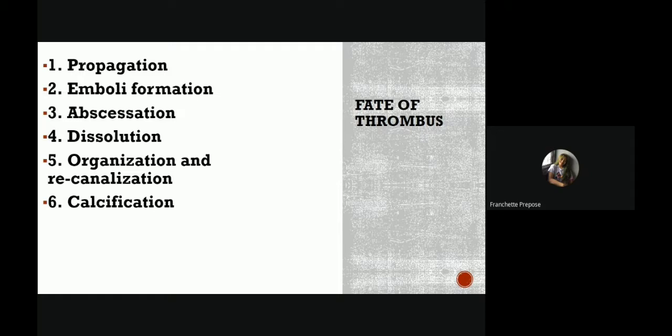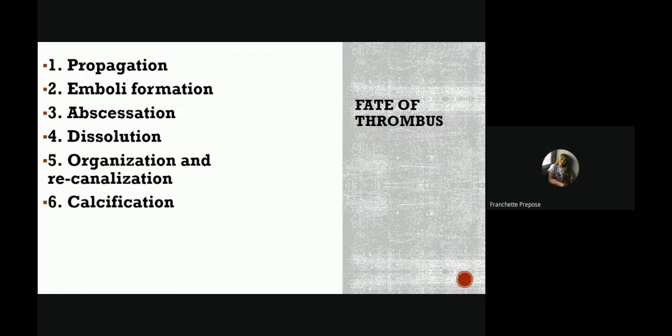Abscession. Abscesses appear in thrombi when pyogenic bacteria are present. Next is dissolution. A thrombus may be removed by fibrinolytic activity. Next is the organization and recanalization. Thrombi may cause inflammation and fibrosis and may eventually become recanalized or reestablish vascular flow.